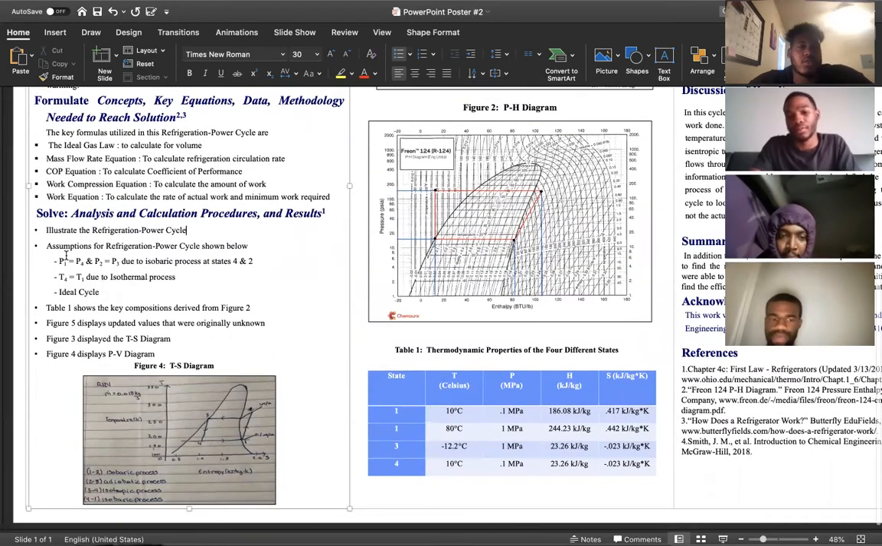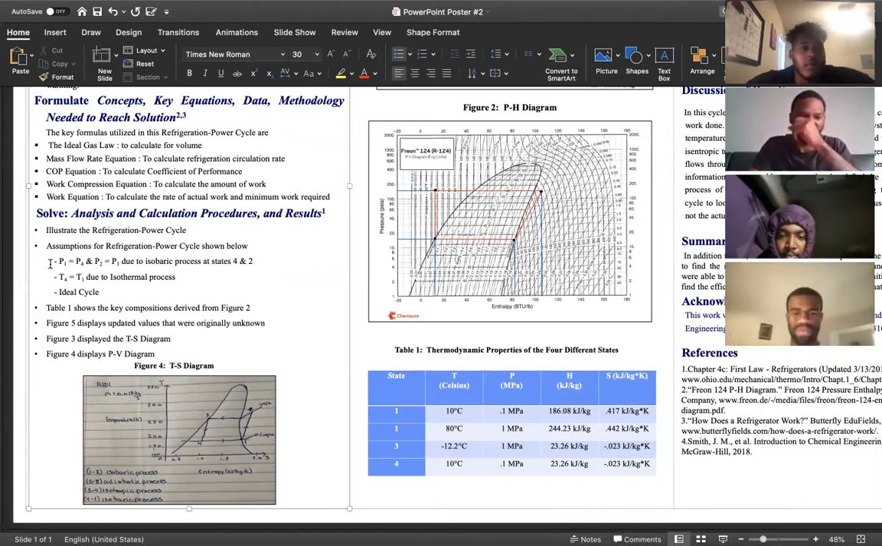After we illustrated our refrigeration power cycle, we had to make assumptions for our cycle to know what we knew and what we didn't know. First, we felt it was safe to assume that P1 equals P4 and P2 equals P3, due to the processes being isobaric. We also assumed that T1 is equal to T4, due to the process being isothermal as well. Isobaric means that pressure remains constant, and isothermal means that the temperature remains constant.